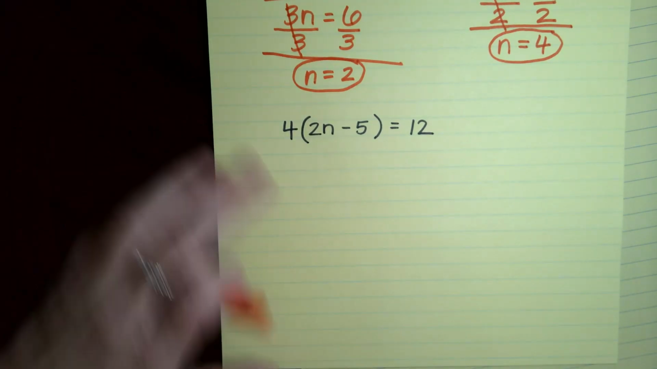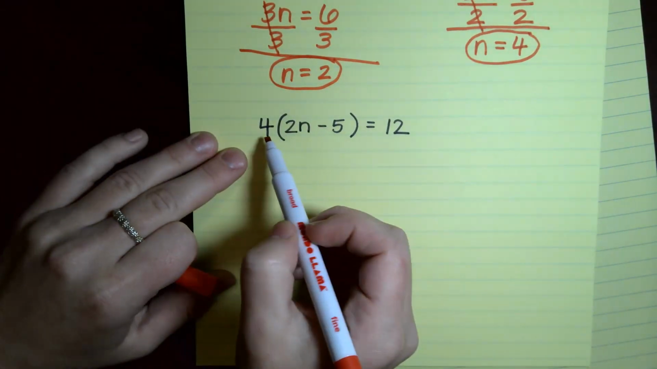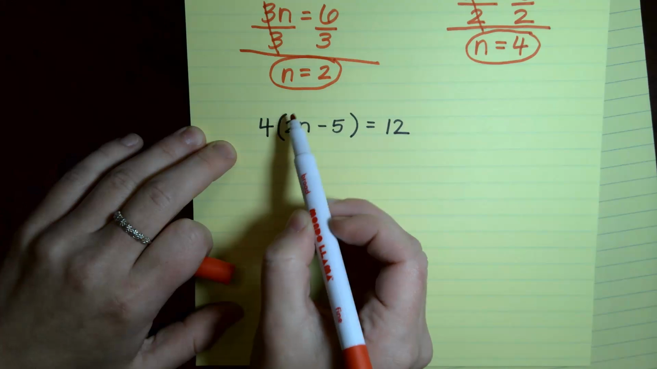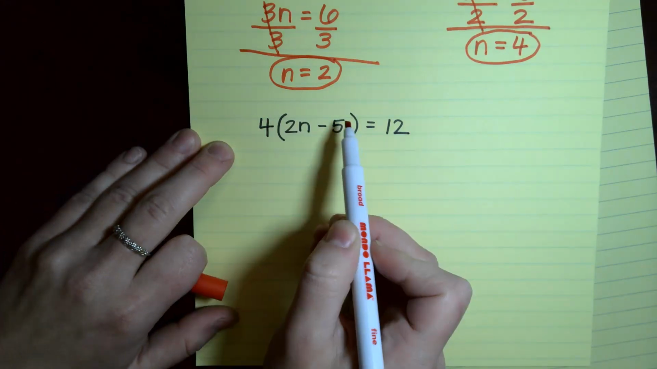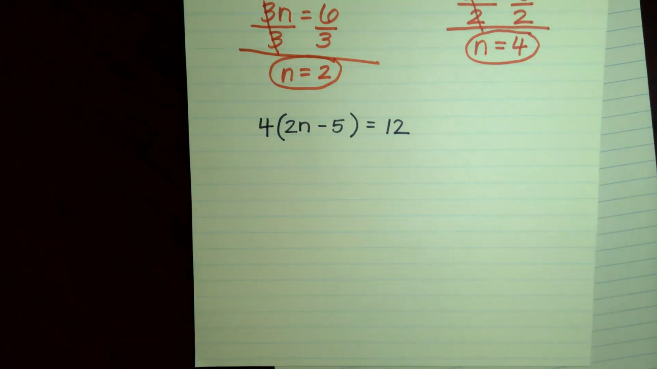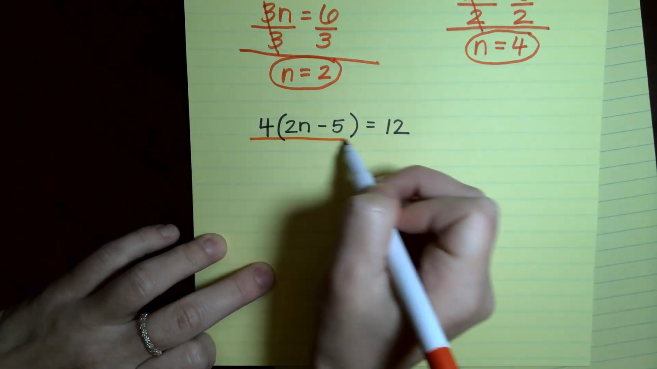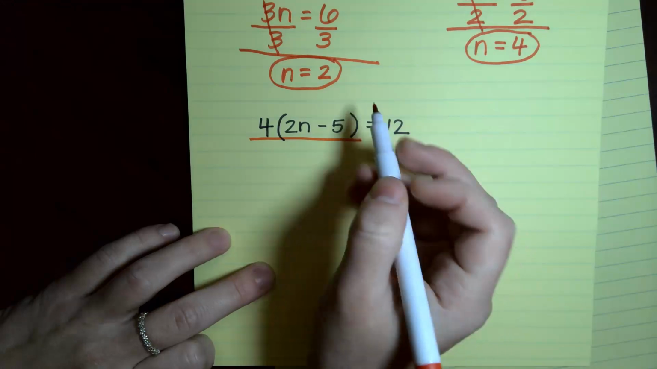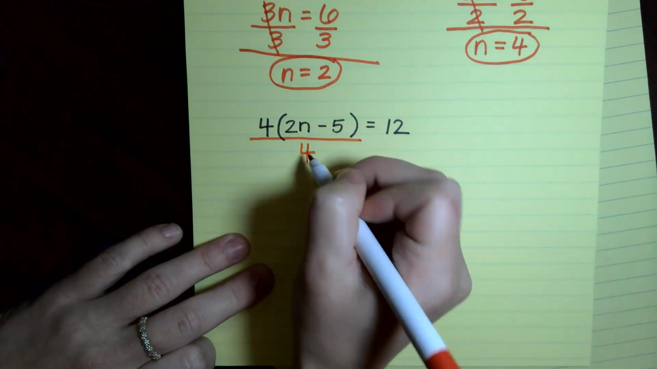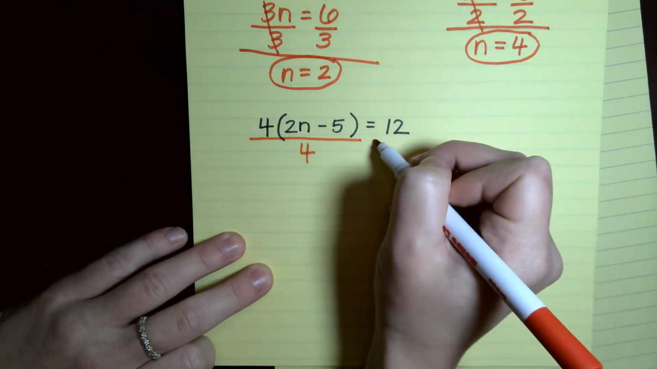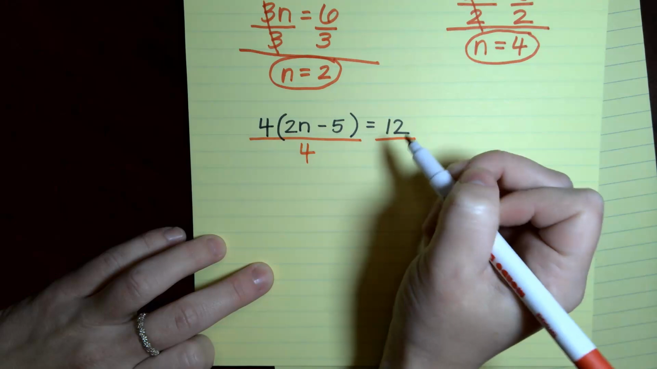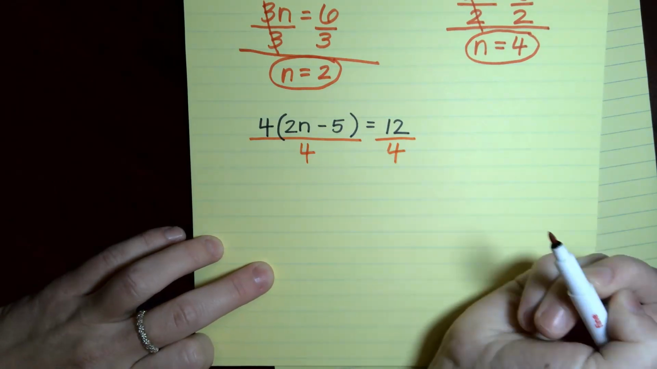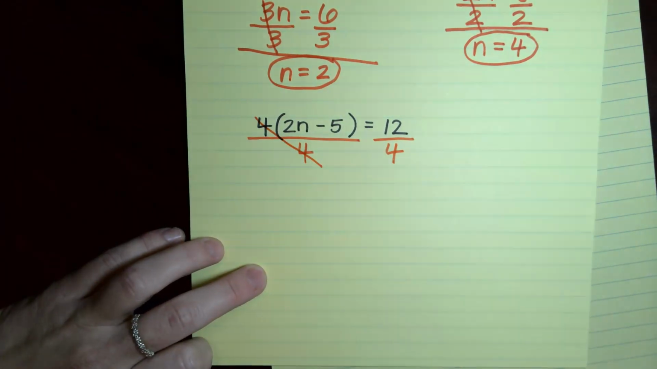Instead of distributing, we remember that if I see a number outside of parentheses, it means we're multiplying. And in order to get rid of multiplication, what do we do? We divide. So I'm going to divide this whole thing by 4 to get rid of the 4. And whatever I do on one side, I have to do to the other. So my 4's will cancel.